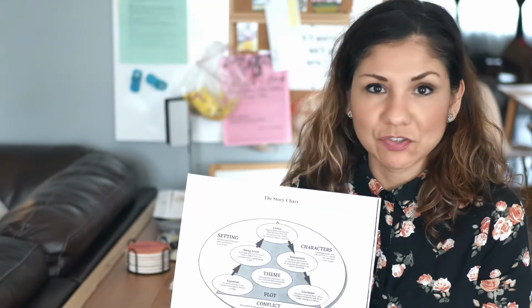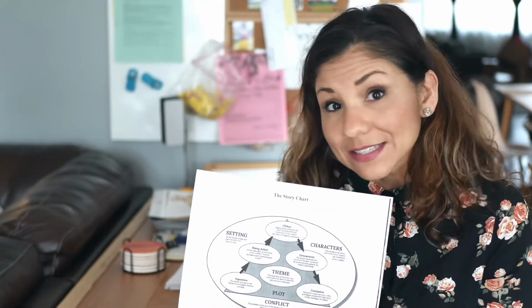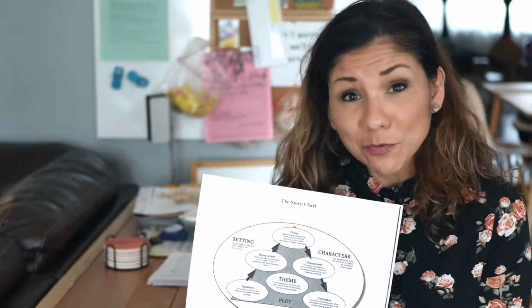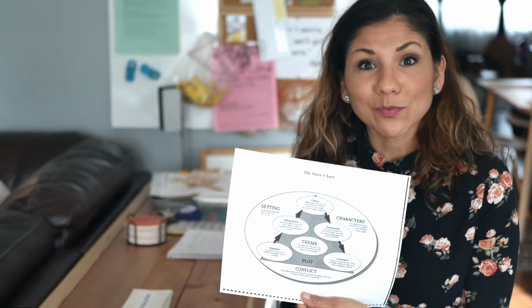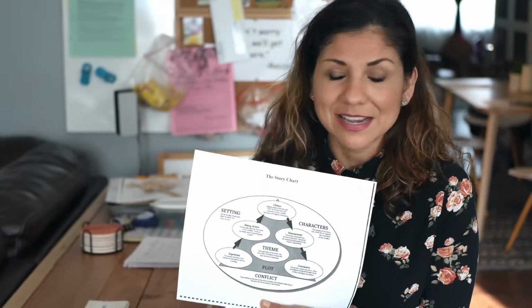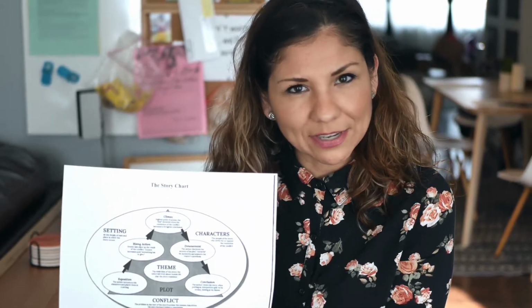Okay, so we're going to be going over a story sequence chart because every story has a sequence. When your child discerns that pattern, they'll be able to see it in everything they read, everything they see. You could do this for books, you could do this for movies. So let's take a closer look at what the story sequence chart is all about.